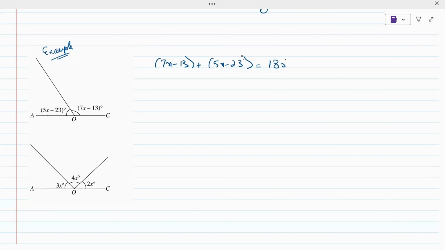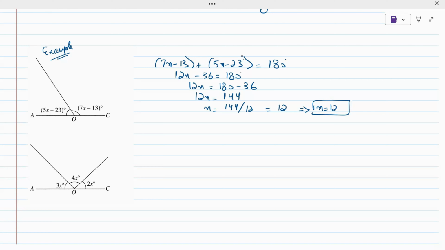So 7x plus 5x, that would be 12x, minus 13 minus 23, that would be minus 36, equals 180. So 12x is equal to 180 minus 36, that's 144. X is equal to 144 upon 12, which gives us 12. We get the x value as 12.